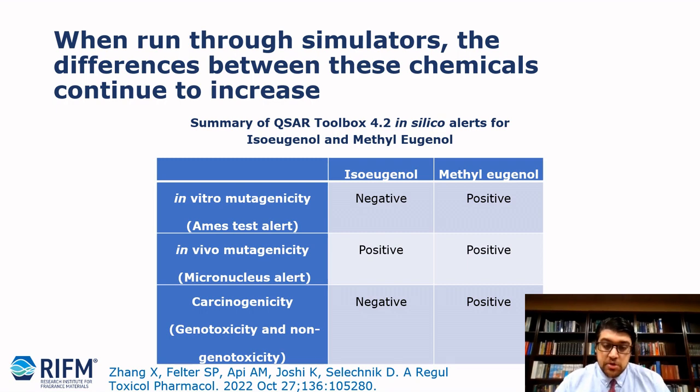Furthermore, if we look at the QSAR toolbox, another simulator, we can see that isoeugenol is negative for in vitro mutagenicity and carcinogenicity, both genotoxic and non-genotoxic, here, but positive for in vivo mutagenicity. Methyleugenol is positive for all three.